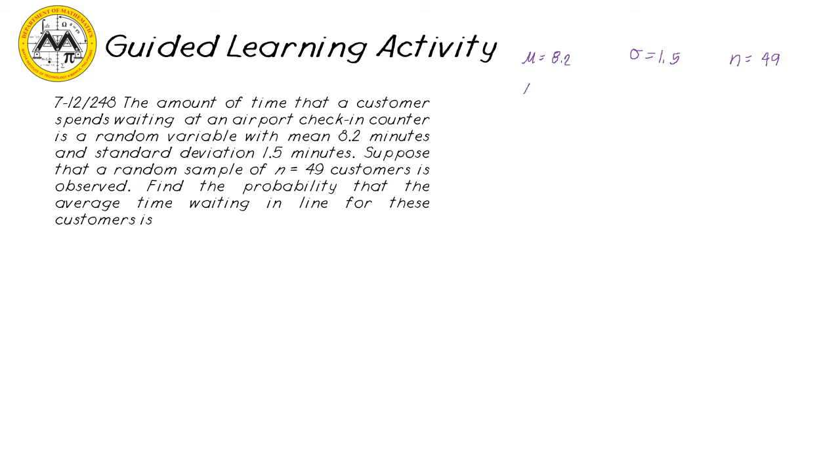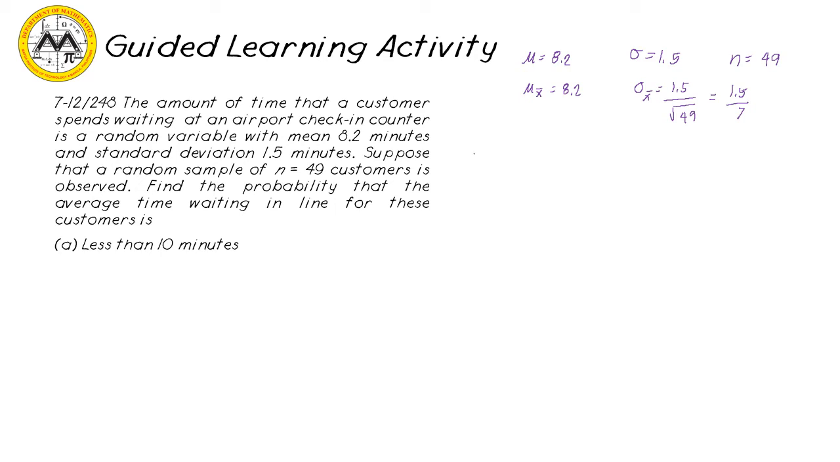So that means the sampling distribution of this sample would still be 8.2. Mu of x bar is equal to mu, and sigma of x bar is 1.5 over square root of 49. So that's 1.5 over 7. Find the probability that the average time waiting in line for these customers is less than 10.